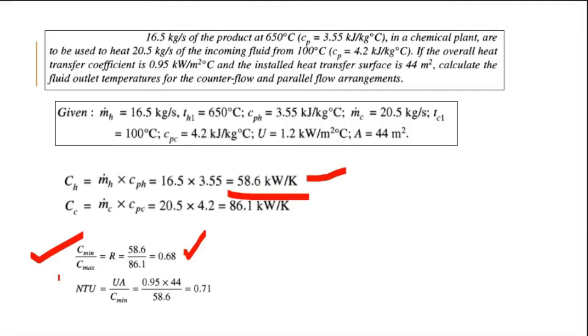Similarly, we can find out NTU as well. NTU is number of transfer units. It is equal to UA by C min. So U value is equal to 0.95. Area value is 44. It is given in the question. And C min we have determined over here, that is 58.6. So we are getting that NTU is equal to 0.71.